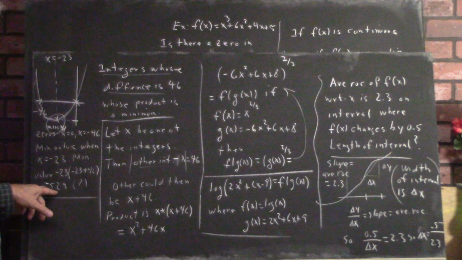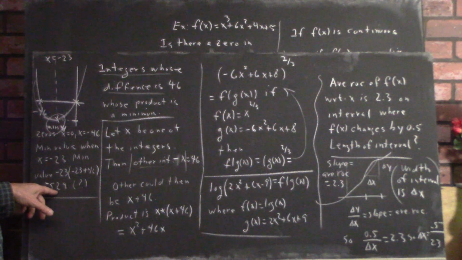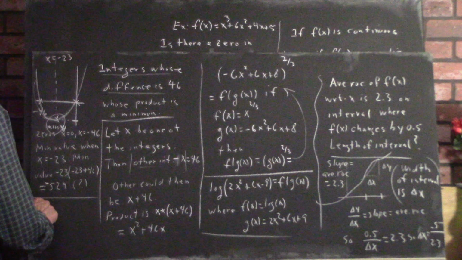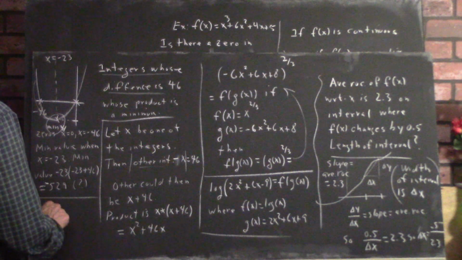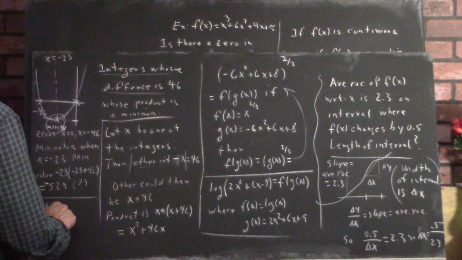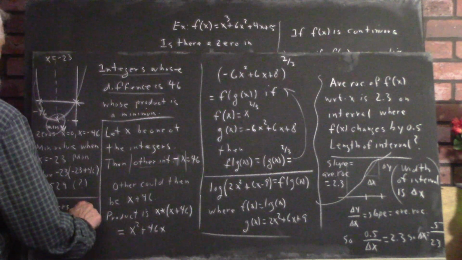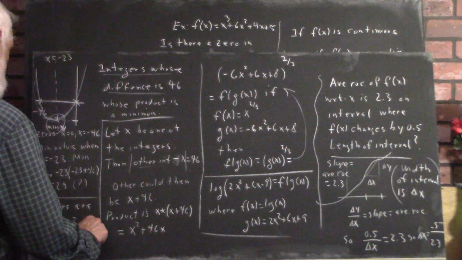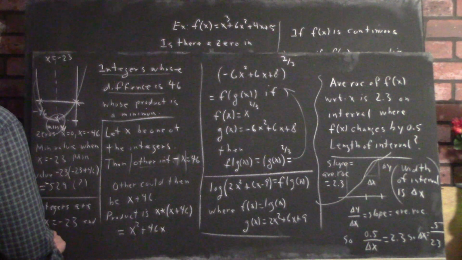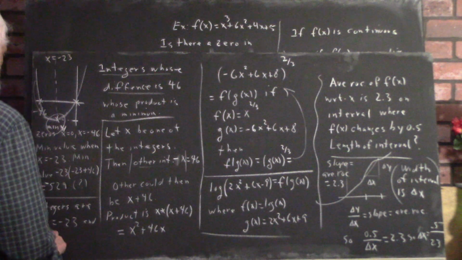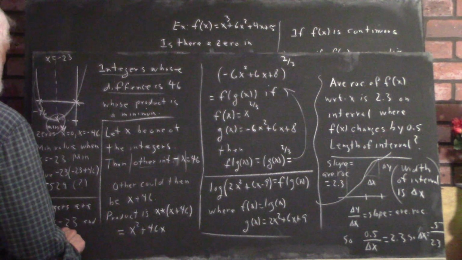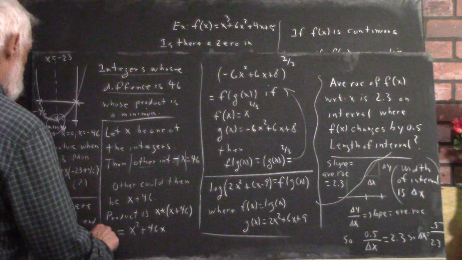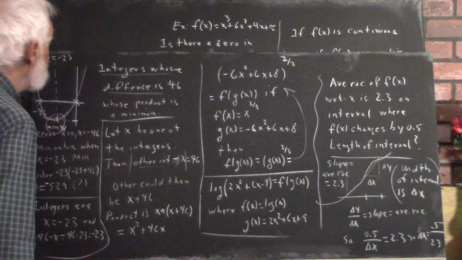And I forget how the problem was posed, but the integers are x equals negative 23 and 46 plus x equals 46 minus 23 equals negative 23. Equal integers.